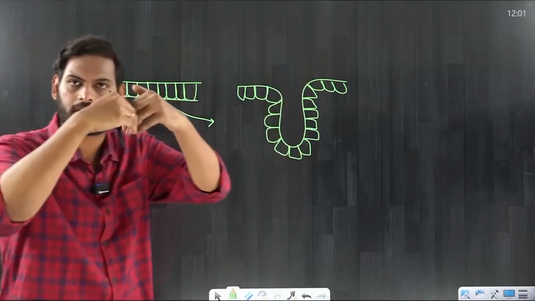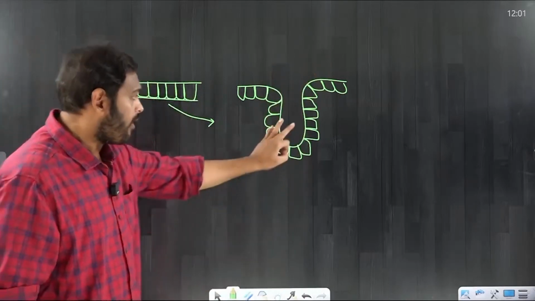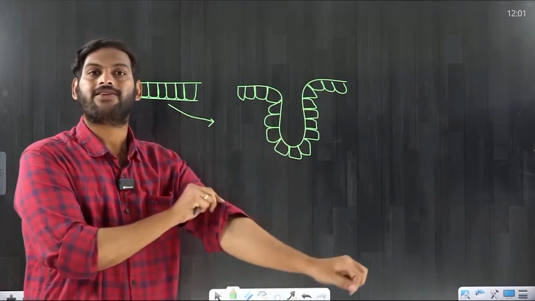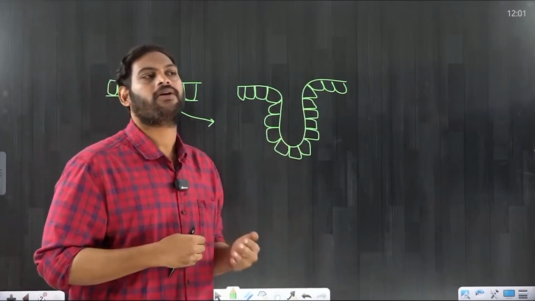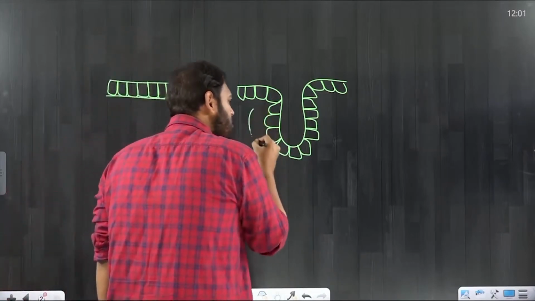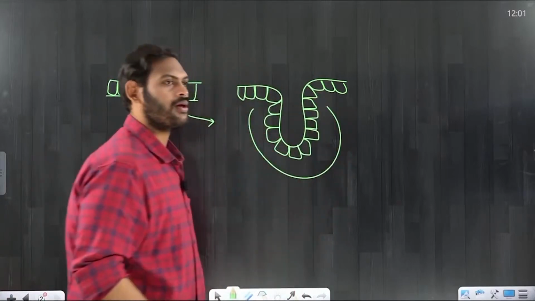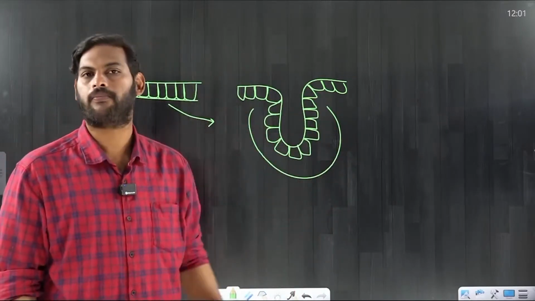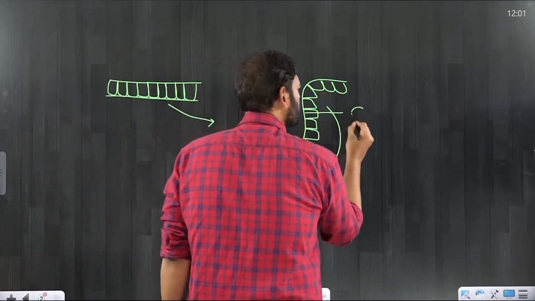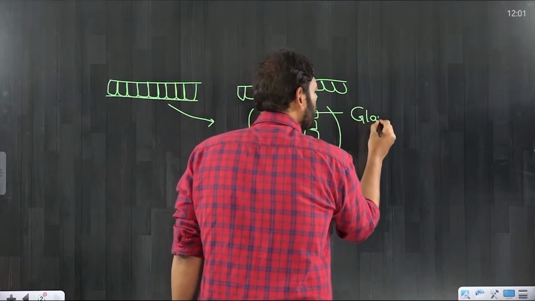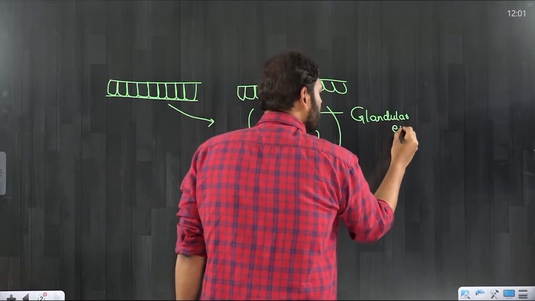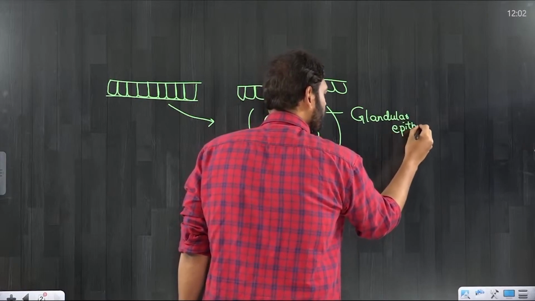It gets invaginated, and after invagination these cells of the epithelium try to secrete some chemicals all of a sudden. When this invaginated epithelium is secreting a chemical, such kind of epithelium is referred to as glandular epithelium. What do you call this? Glandular epithelium.